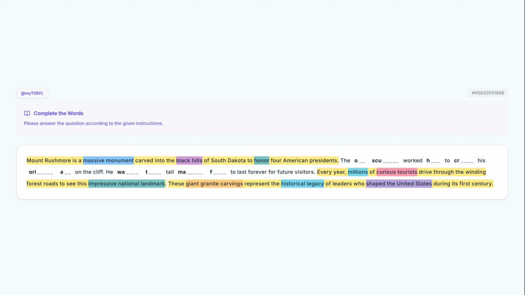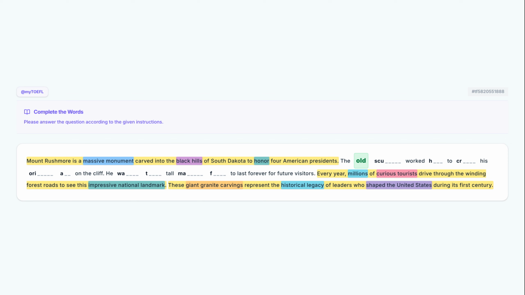To find the right adjective here, look at the timeline mentioned in the previous context. Since the text discusses the nation's first century and its historical legacy, the subject is clearly associated with the past. Therefore, the correct answer is old. The old sculptor. We need a noun for a person who creates art by carving. Since the passage previously described the site as a massive monument that was carved, the person responsible for this work is a sculptor.